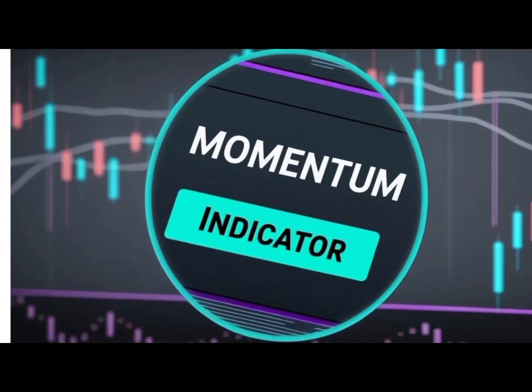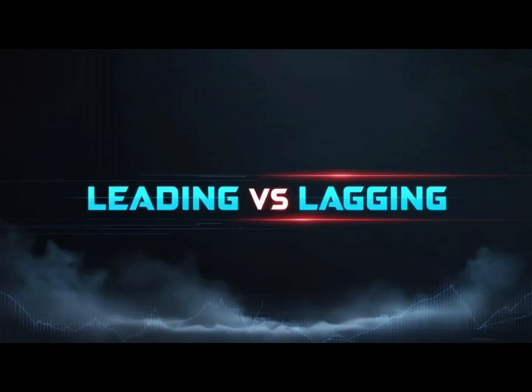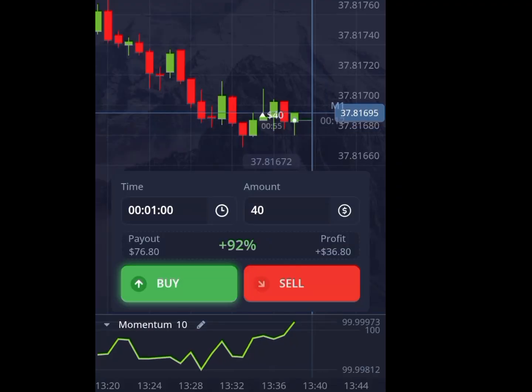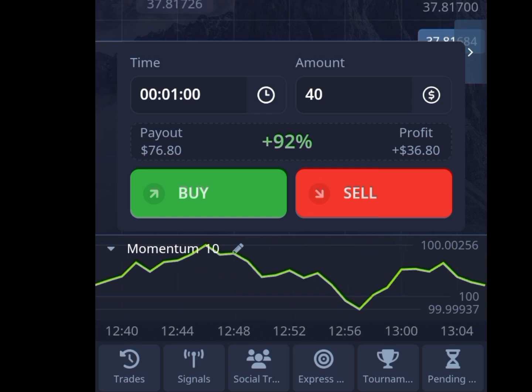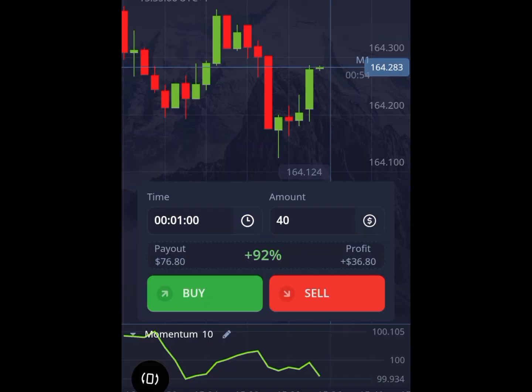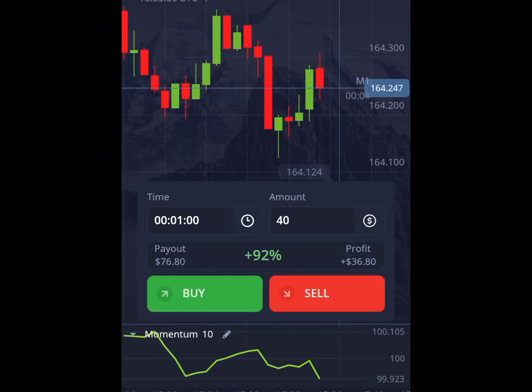You've probably heard traders say that the momentum indicator is leading while others say it is lagging. So what's the truth? Today, I am breaking down the facts and showing you exactly how to use momentum the smart way in binary trading.